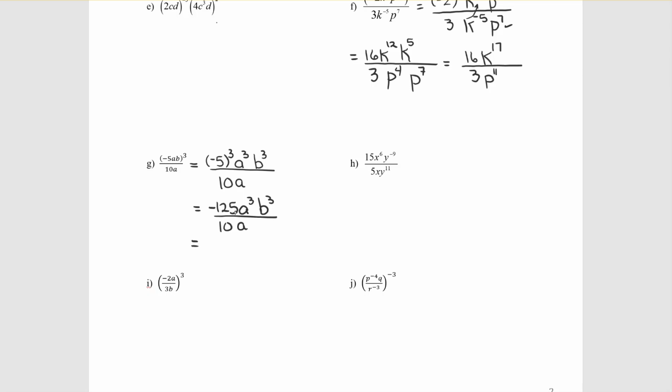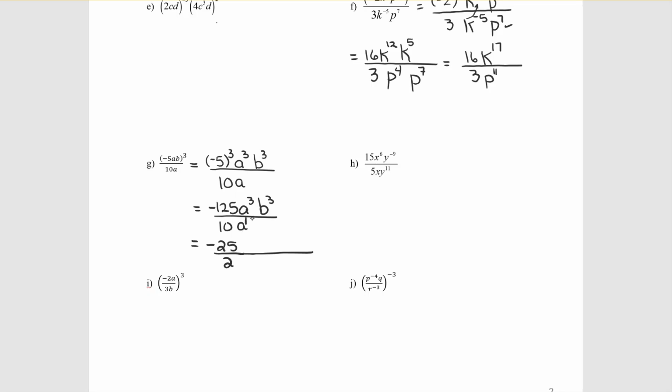Now, these are divisible both by the number 5. 5 will go into -125, -25 times, and 5 will divide into 10 twice. And I can't reduce that fraction down any further. I have all positive exponents.